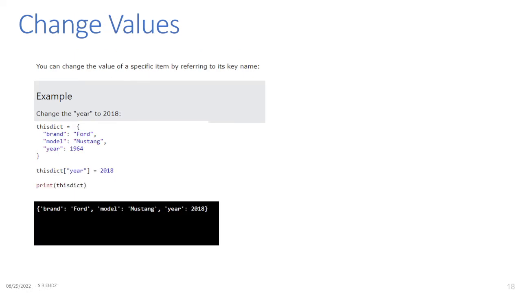Change values. You can change values of a specific item by referring to its key name. Actually, we have done that in the previous slides. So change the year to 2018. So we have this dic, then we just specify the year equals and then the new value. So we print this dic, and you notice now that the year here is updated from 1964. It was changed to 2018.